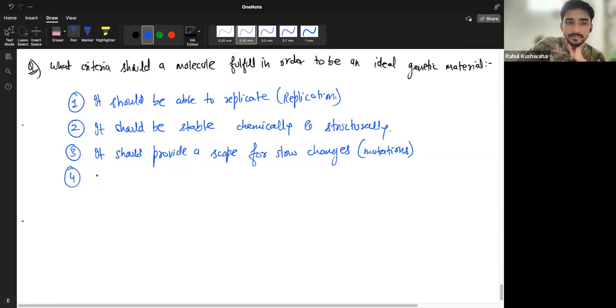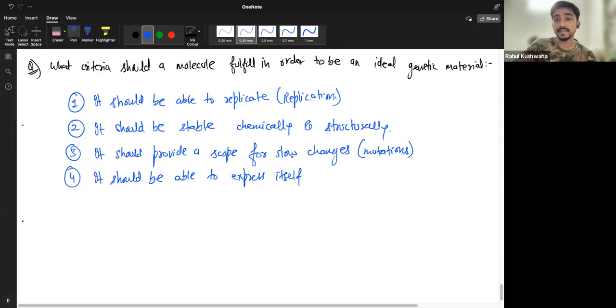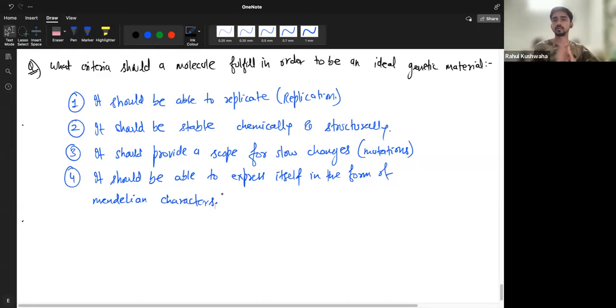It should be able to express itself in the form of Mendelian characters. In short, you can say it should follow Mendel's law of inheritance. Okay. If these 4 are fulfilled, then it is a genetic material.